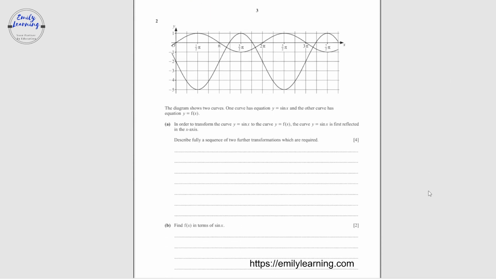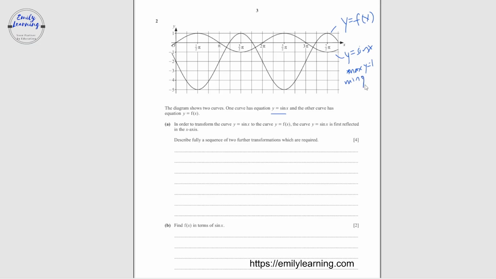Now with that, let's move on to question 2. In question 2, you are told that the diagram shows two curves. One curve has equation y equals sine x, and the other curve has equation y equals f(x). Which one is the y equals sine x curve? At one look you should know that this is the y equals sine x curve, and this one here is the y equals f(x) curve. The reason is that for y equals sine x, the maximum value of y is 1.